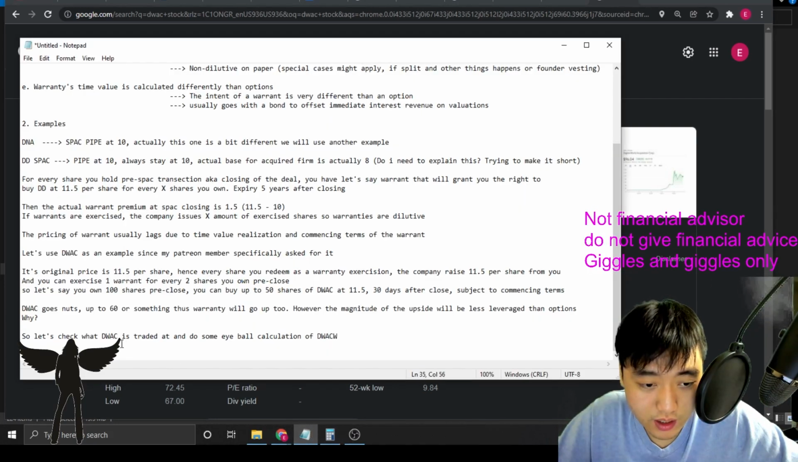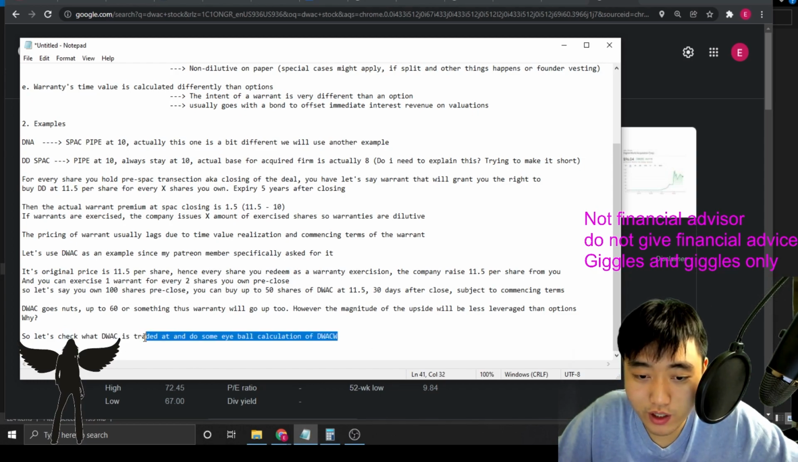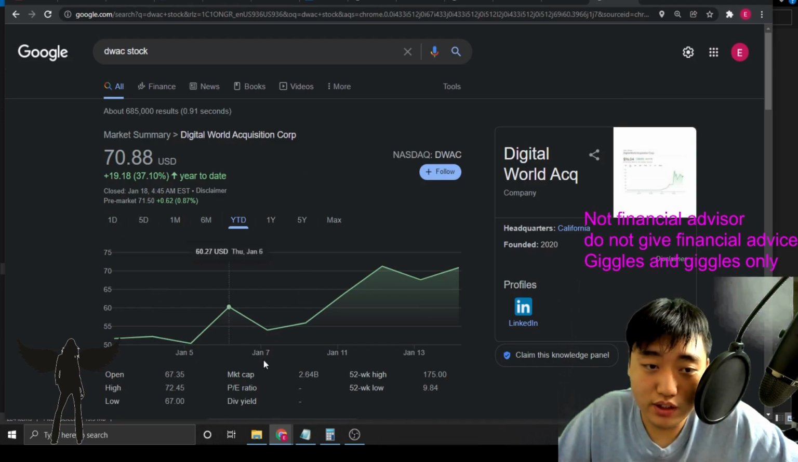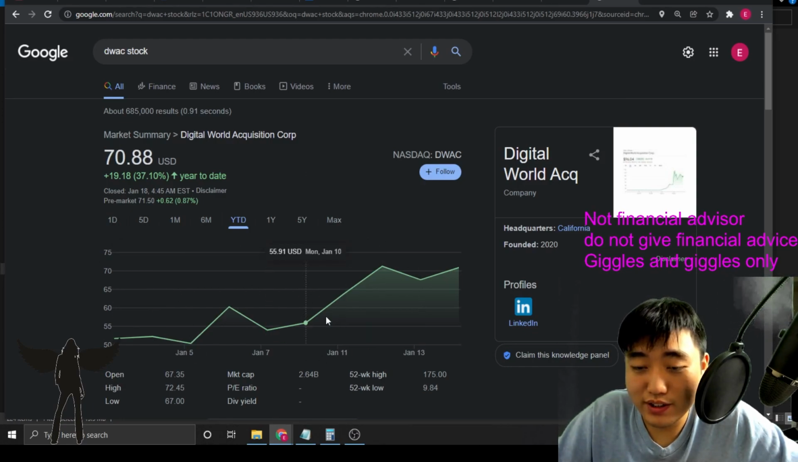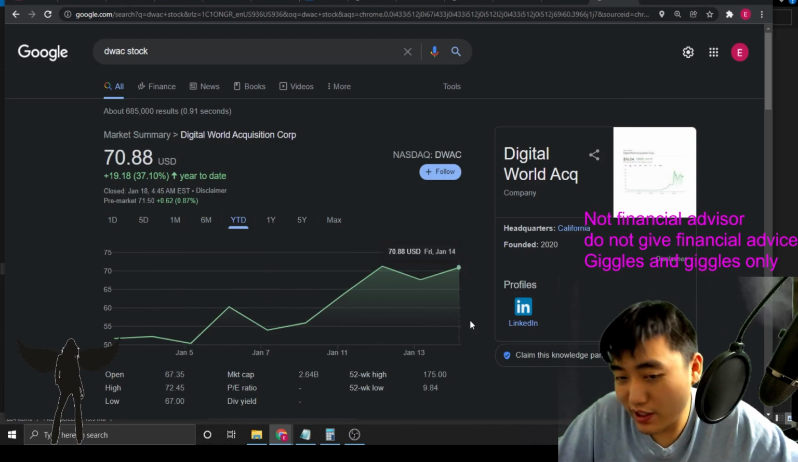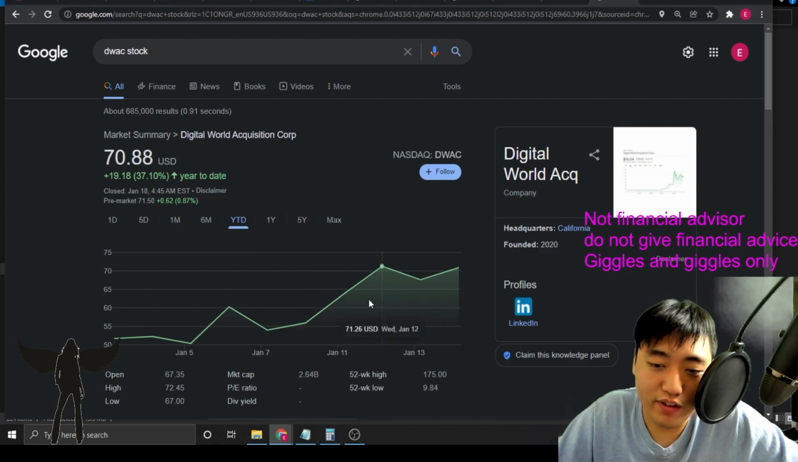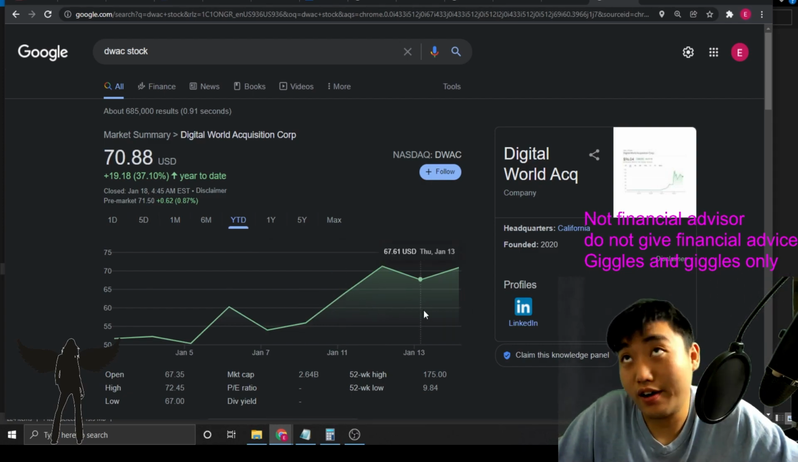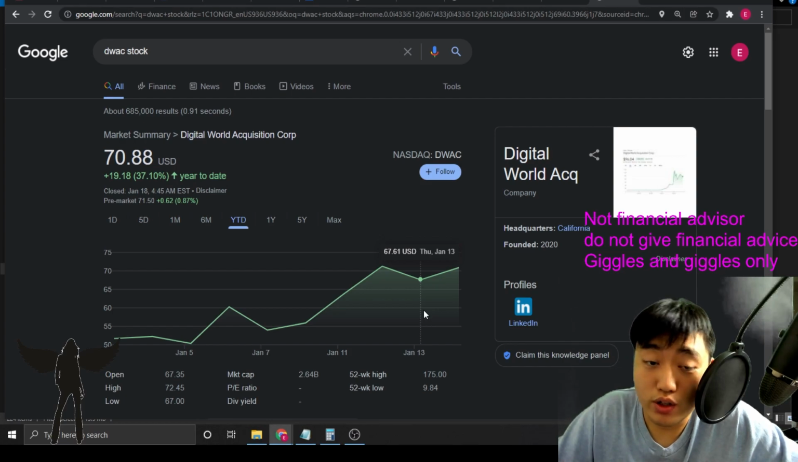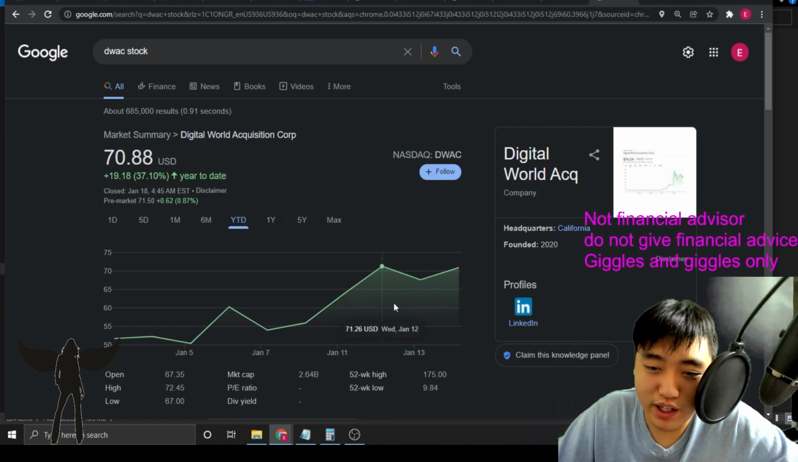So let's do some eyeball calculation for DWAC W, which is the warrant. So you have, let's just say, $60. It's 6x the original price. So let's just do some calculations in my head. The warrant started at $11.5. Therefore, it's probably going to trade at around $22 to about $30-ish because of the implied time value and the implied conversion factor.